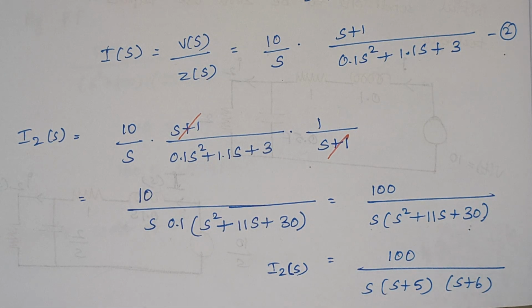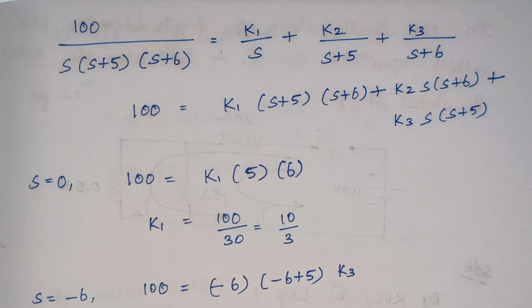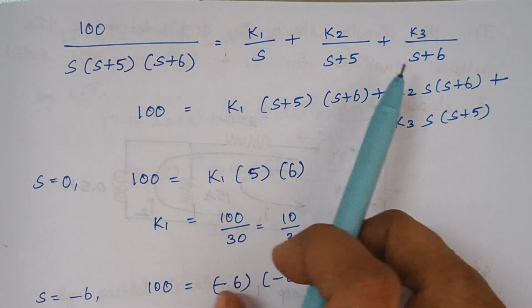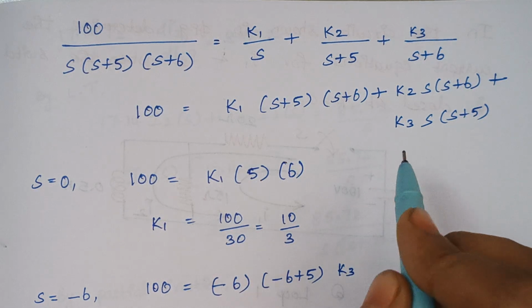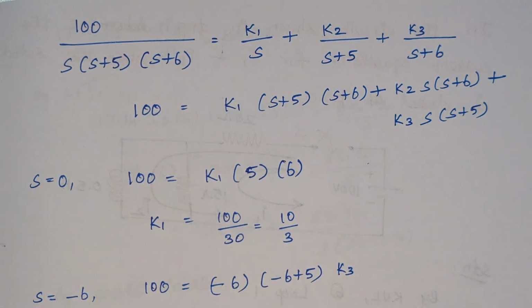So this is your I2 of S. So again here we have to apply partial fractions, right? Here we are having three terms, so here we are having three constants. So the next step is we have to take LCM. Once LCM is done, we have to find the values of these constants K1, K2 and K3.